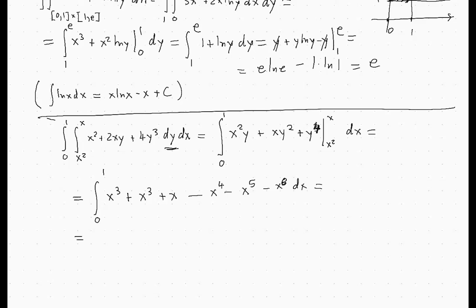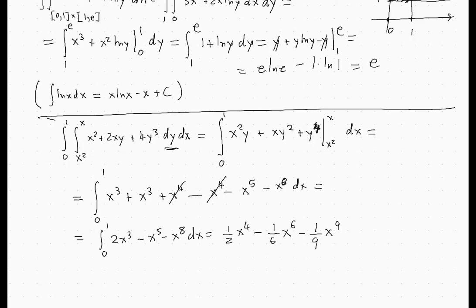Okay. So now, what do we get? These two things cancel each other, and we have the integral of 2x cubed minus x to the fifth minus x to the eighth. Let's actually find the antiderivative here. So we will have 1/2 x to the fourth minus 1/6 x to the sixth minus 1/9 x to the ninth.